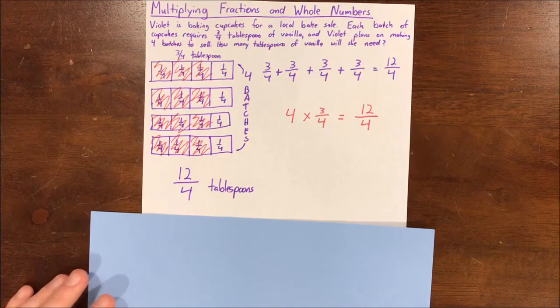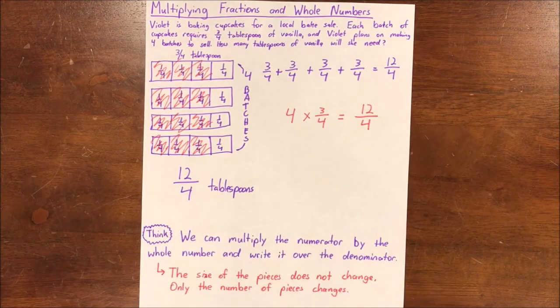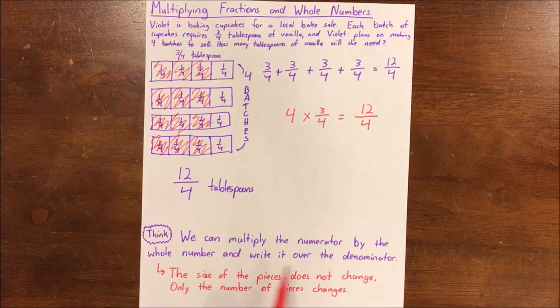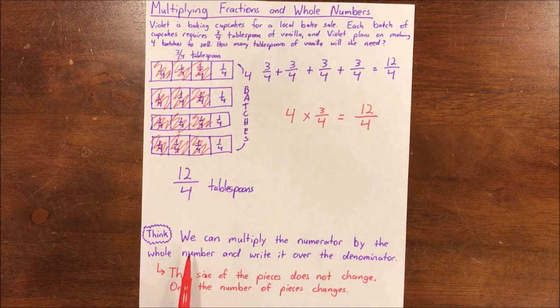So we can remember that we can actually multiply the numerator by a whole number and then write it over the denominator. Because the size of the pieces does not change, only the number of pieces changes. Read it with me. We can multiply the numerator by the whole number and write it over the denominator. The size of the pieces does not change, only the number of pieces changes.